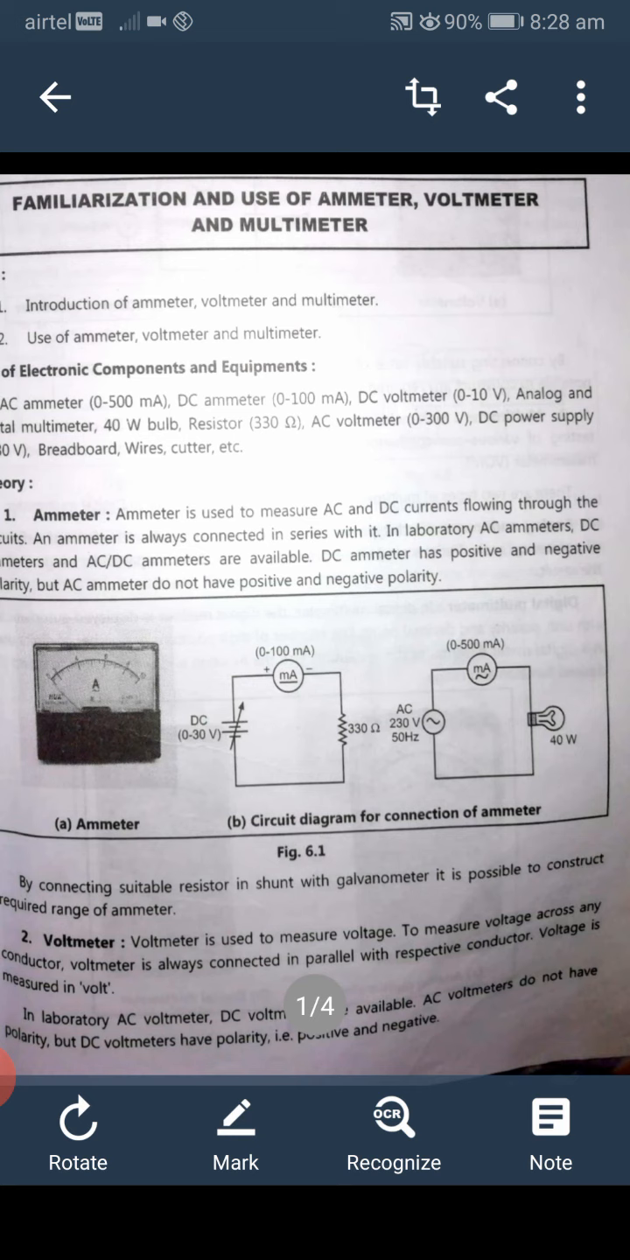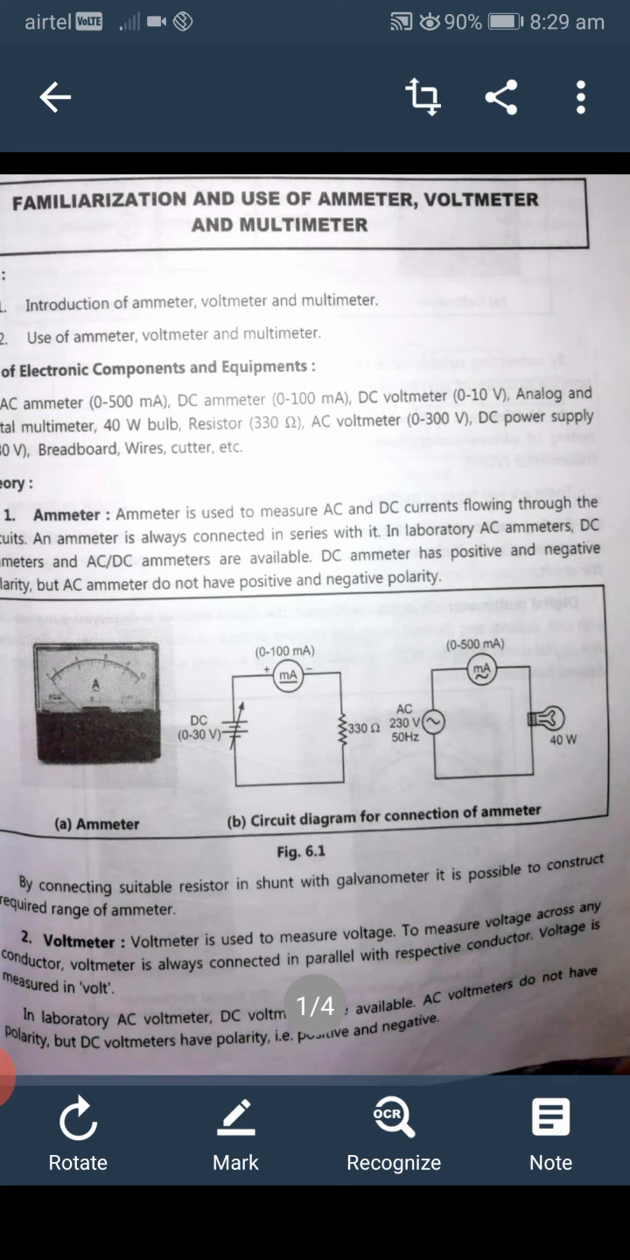The list of electronic components and equipment used for this experiment is: AC ammeter 0 to 500 milliampere, DC ammeter 0 to 100 milliampere, DC voltmeter 0 to 10 volt, analog and digital multimeter, 40 watt bulb, resistor 330 ohms, AC voltmeter 0 to 30 volt, DC power supply 0 to 30 volt, breadboard, wire cutter, etc.